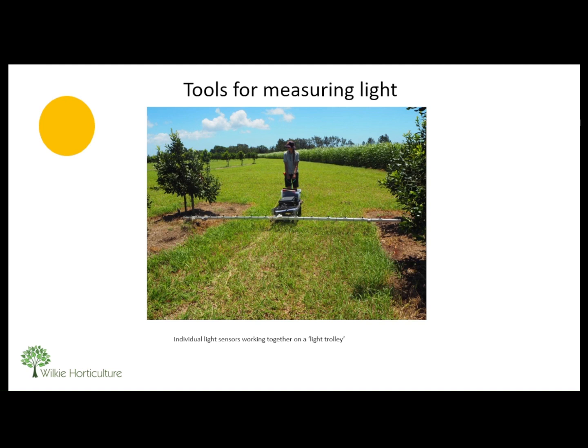This is a light trolley that Queensland DPI has in Bundaberg, and along this bar is a collection of light sensors. Each light sensor is just measuring its individual point, but there are several of them put on the trolley, so it can measure a wide width, and because it's mobile, it can measure a large area. This combines a range of advantages. It's quite a useful tool for measuring total light interception in field trials.